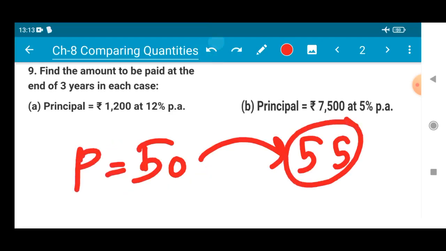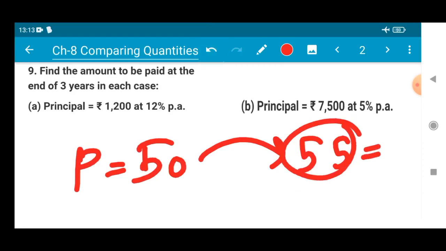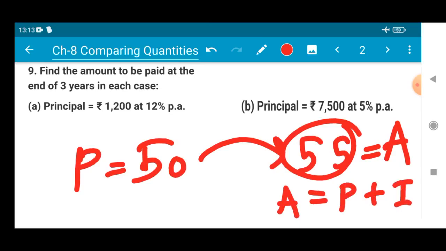What is this? This is also rupees which we have to pay as an amount. Why? Because amount means it is principal plus interest. Not only principal we have to return, along with the interest if you are returning, then that will be considered as amount.